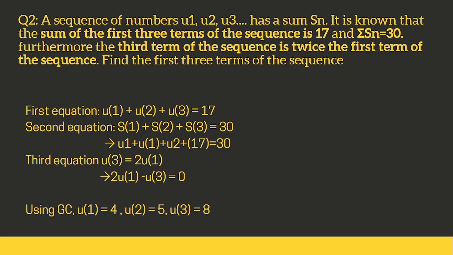Then for the second question, there's a sequence of numbers u1, u2, u3, where the sum is Sn. It's known that the sum of the first three terms of the sequence is 17, and the summation of the sums is 30 for these three numbers. Furthermore, the third term of the sequence is twice the first term. You want to find the first three terms of the sequence.